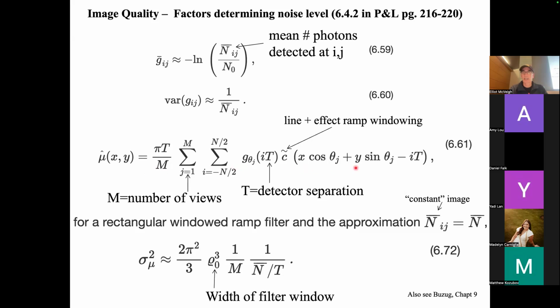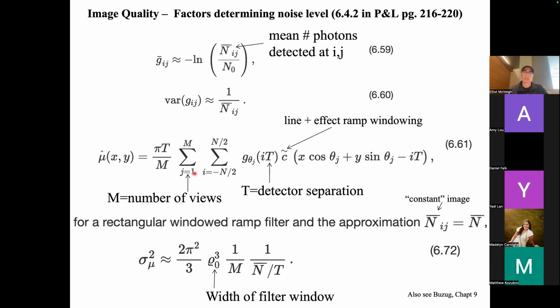Then he sets this up as a discrete problem where n is our number of views, and i indicates which detector element we're on. So it goes from negative n over 2 to n over 2 detector elements. Those detector elements are separated by t. In most cases, t is 1 millimeter. For the Toshiba scanner, or now it's a Canon scanner, t is half a millimeter, right? So they cut it in half. This is the ramp windowing here.